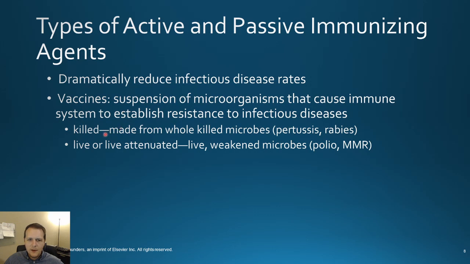So as I mentioned, it can either be killed, where it's the whole microbe itself, like pertussis or rabies, or it could be a live attenuated form, so just a weakened formulation of the same virus. Something like polio or MMR would be a good example of that. And MMR just stands for measles, mumps, and rubella.